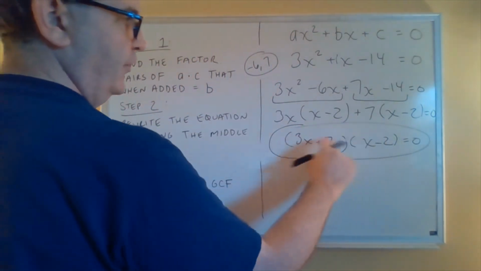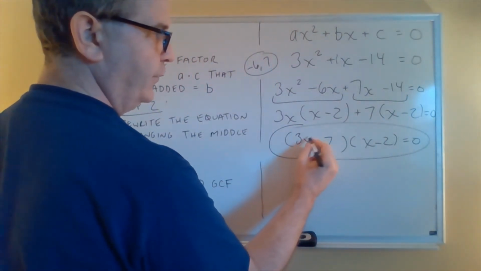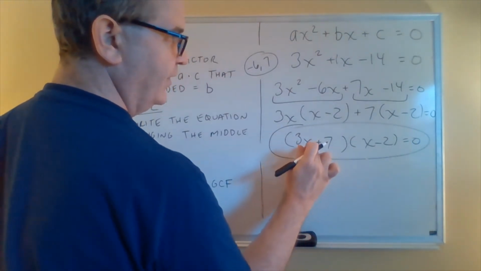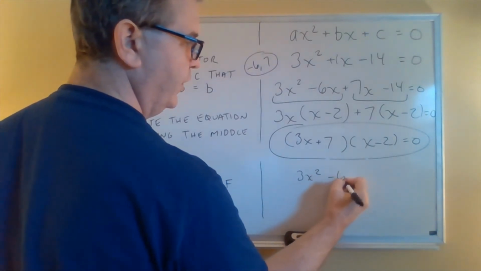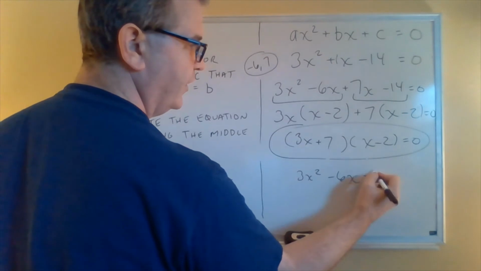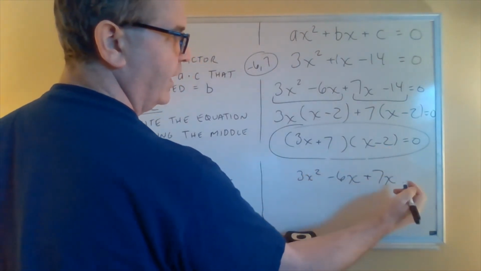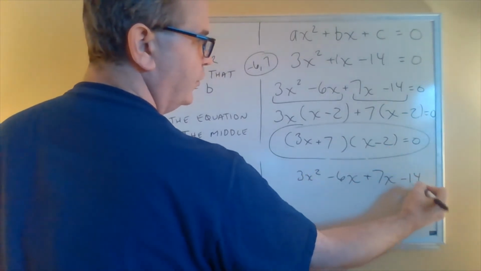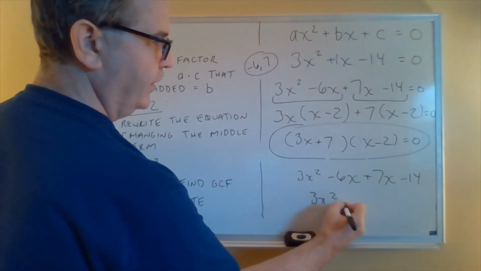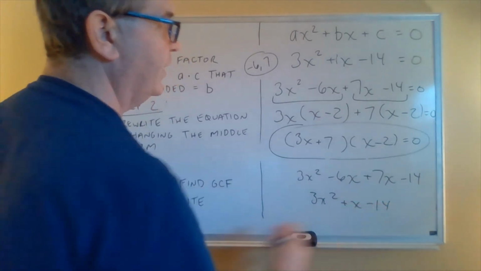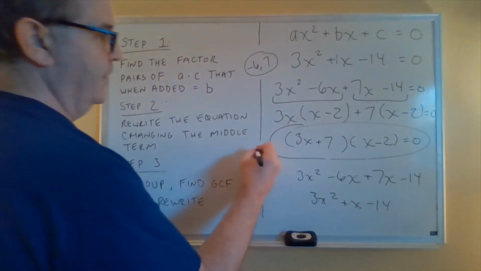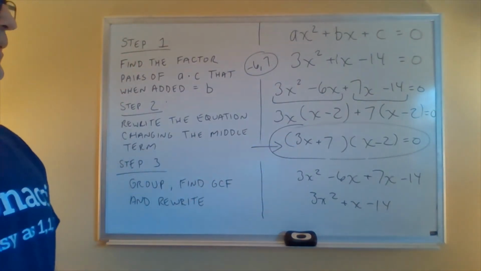And if we want to check ourselves by FOILing, we multiply the first terms, 3x times x, that gives us 3x squared. Our last terms, 3x times negative 2, negative 6x. Our inside term, positive 7 times x, positive 7x. And finally, 7 times a negative 2, we get negative 14. Combining like terms, 3x squared plus x minus 14, and you can see we end up right back where we started. So this is our correct answer right there.